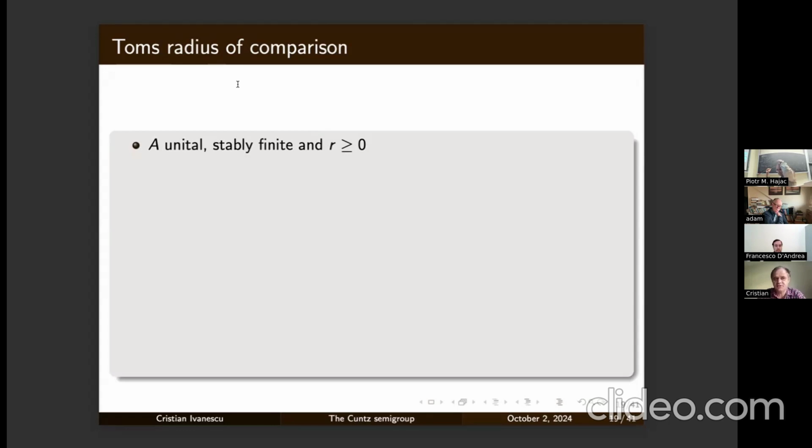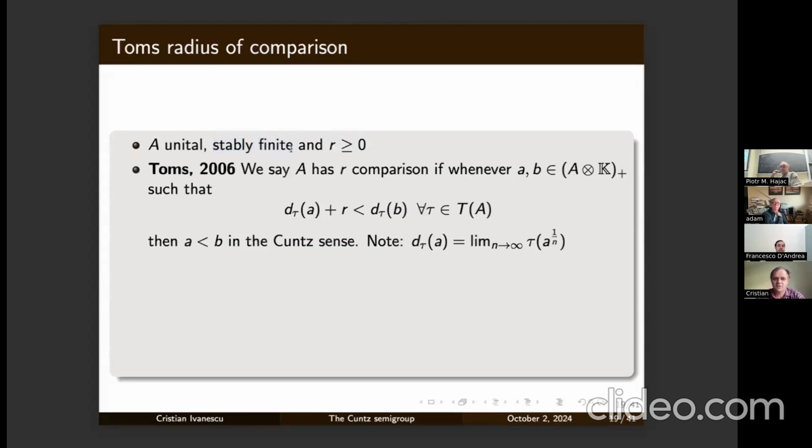Okay, so what is this radius of comparison? It's going to be a number, this R that I want to talk about here. So we do the following. First, for stably finite, so we actually restrict ourselves to stably finite. We define the following, actually defined by Toms back in 2006. We say that A has R comparison, where this R is a positive number, if whenever we have A and B inside of the stabilization positive elements, such that d_tau of A plus R is less than d_tau of B for any tau, then A is less than B in the Cuntz sense.